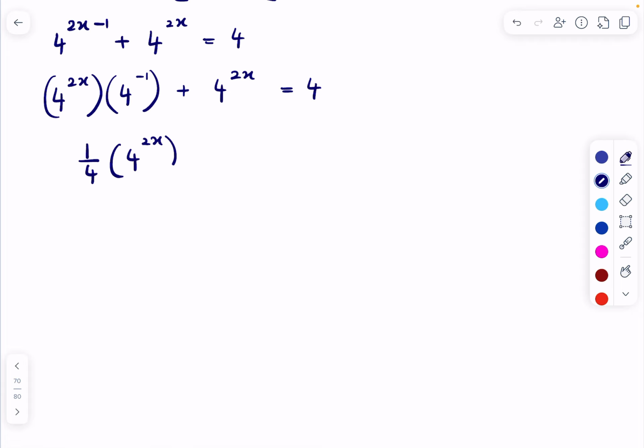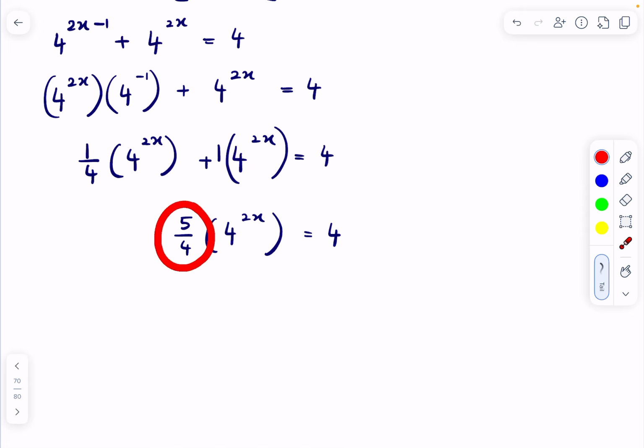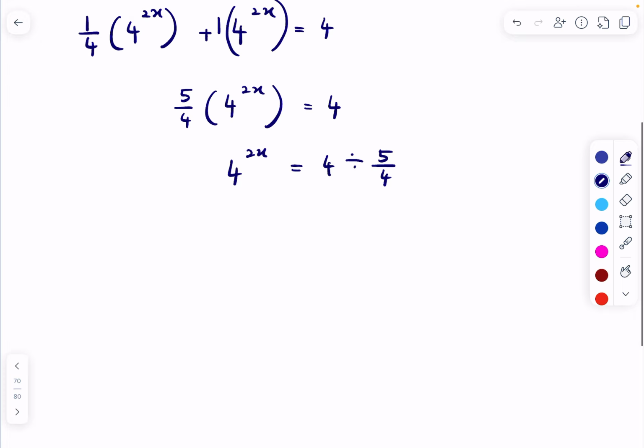4 power 2x plus 4 power 2x equals to 4. So we have 1/4 of 4 power 2x plus 1 of 4 power 2x. So 1/4 of an orange plus 1 orange, we get 5 over 4 power 2x. Then we can slowly make this into subject. So 5 over 4 we bring over here. 4 power 2x is 4 divided by 5 over 4. So 4 divided by 5 over 4 is 16 over 5.